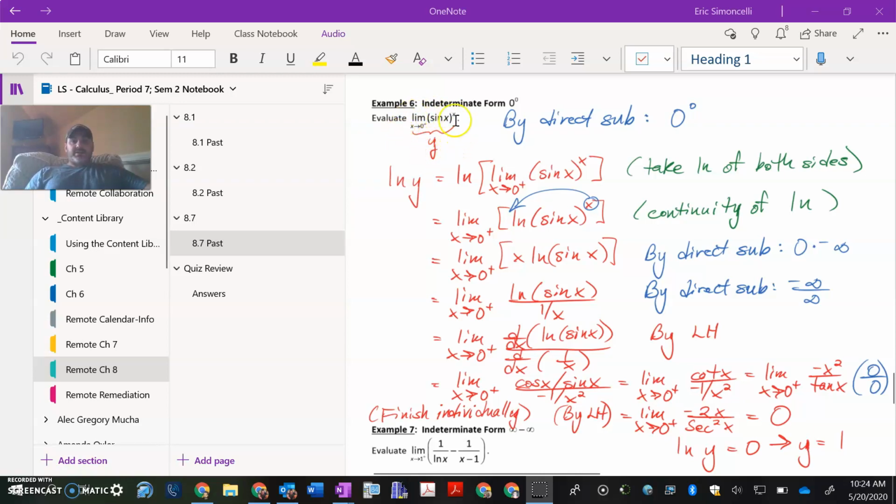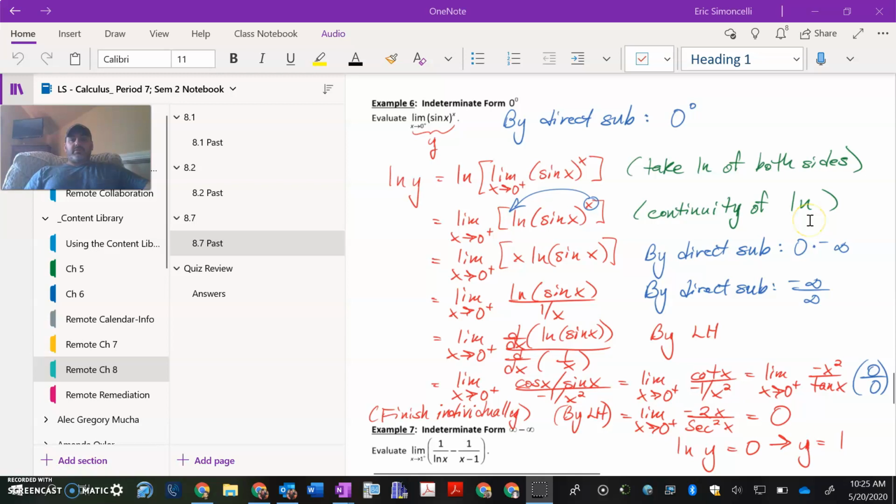Yet again, I'm going to call this entire quantity y. If you do direct substitution, you get 0 to the 0 power to kick the problem off. Once you say that this entire expression is equal to y, that is going to prompt you to take the natural log of both sides. So the problem is rewritten as y equals the limit as x approaches 0 from the right of sine x to the x, then taking the natural log of both sides.